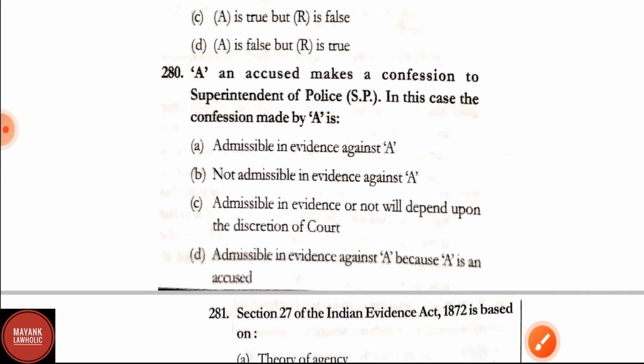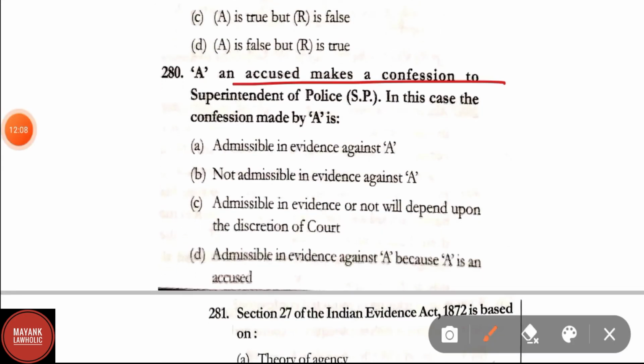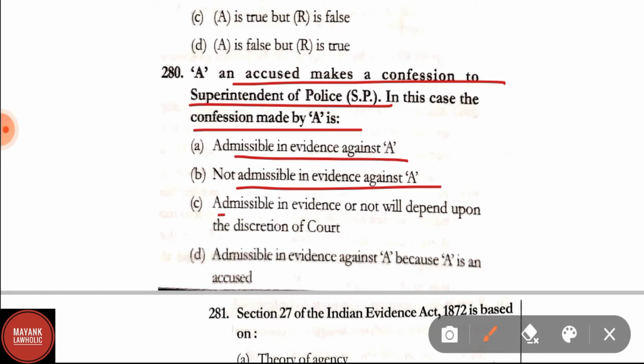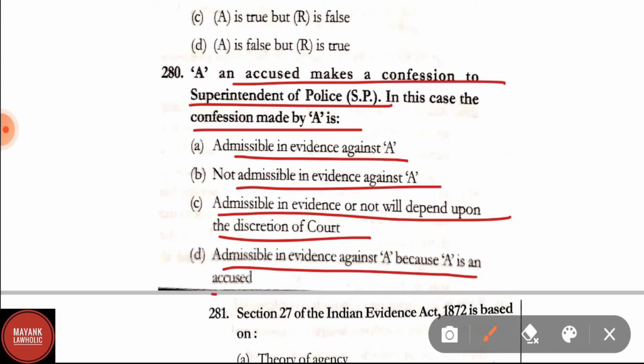Question number 280. A, an accused, makes a confession to the Superintendent of Police. In this case, the confession made by A is option A, admissible in evidence against A; B, not admissible in evidence against A; C, admissible in evidence, but will depend on the discretion of the court; D, admissible in evidence against A because A is an accused. Here the correct answer is option B, not admissible in evidence against A.